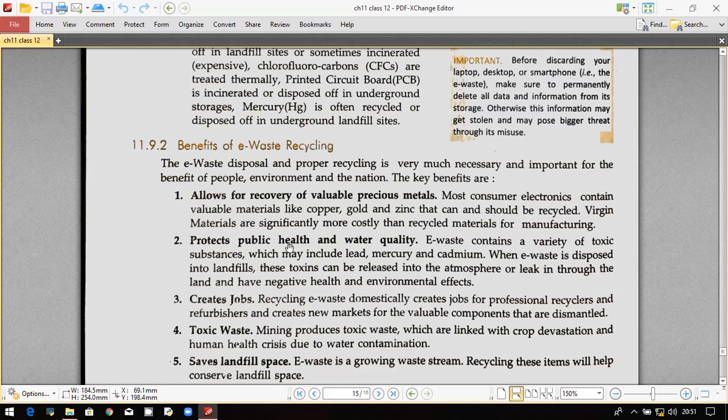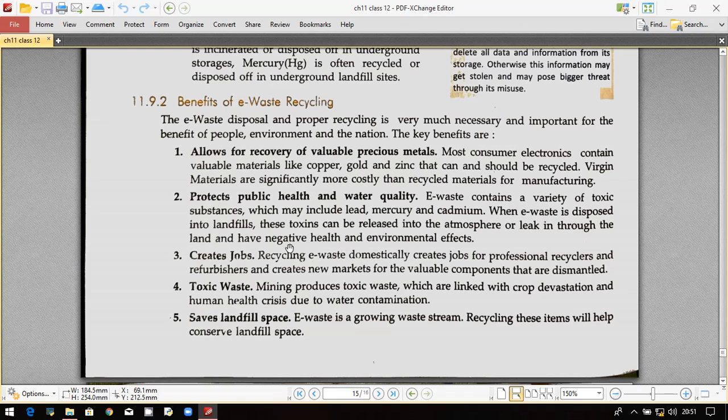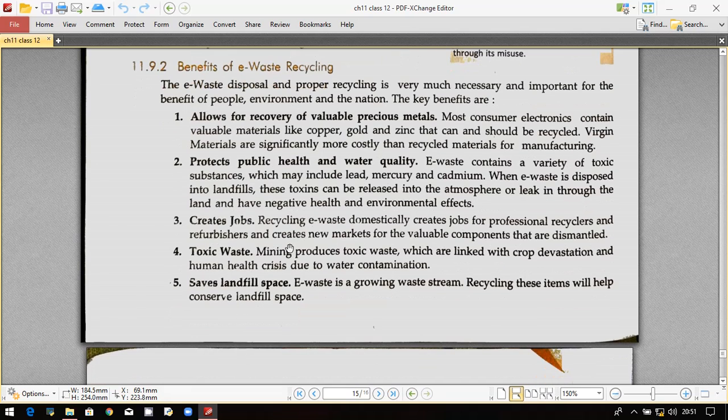It creates jobs. For recycling this e-waste, people have to be employed for those activities, so it is also creating jobs for those people. Mining produces toxic waste, which is linked with crop devastation and human health crises due to water contamination, so all these things can be treated well.